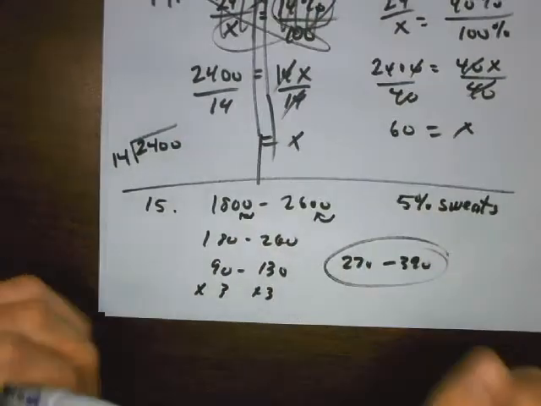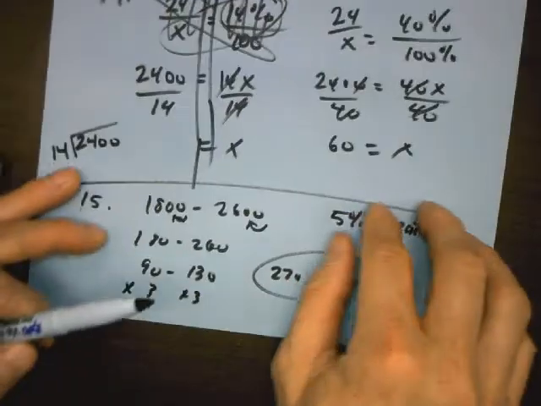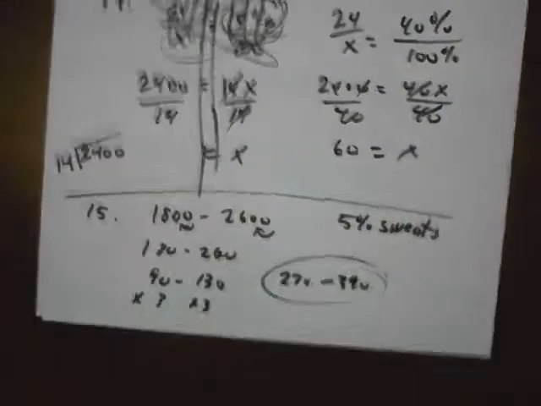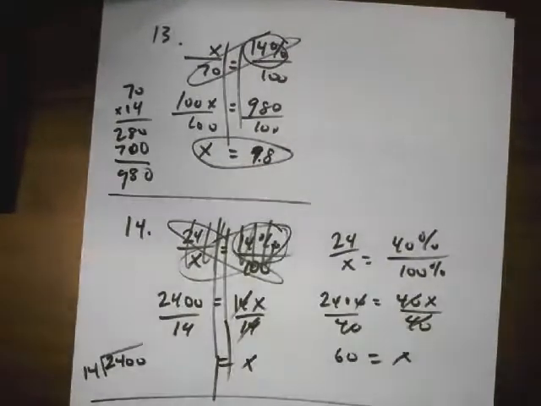Alright, if this said 7%, now I wouldn't do it that way. I would just write proportions. I will teach you that when the time comes, when it gets a little more complicated.